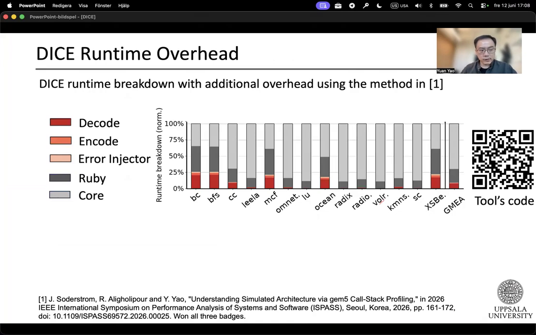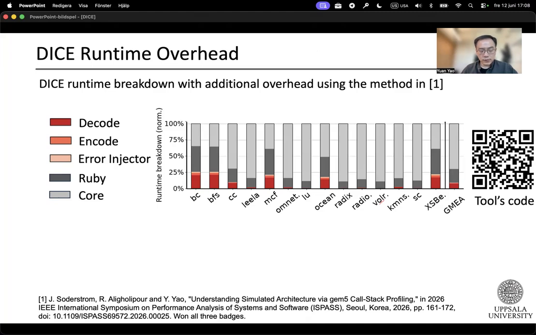So first, what does DICE cost? Detailed modeling is useful only if the overhead is practical for architectural simulations. We measure DICE overhead using a recently proposed Gen5 crosstalk profiling methodology and tool. The tool is available here and published in ISPASS 2026. This breakdown shows that the iteration-based decoding is the largest additional cost in DICE. This is expected because the decoder may perform multiple rounds of decoding.